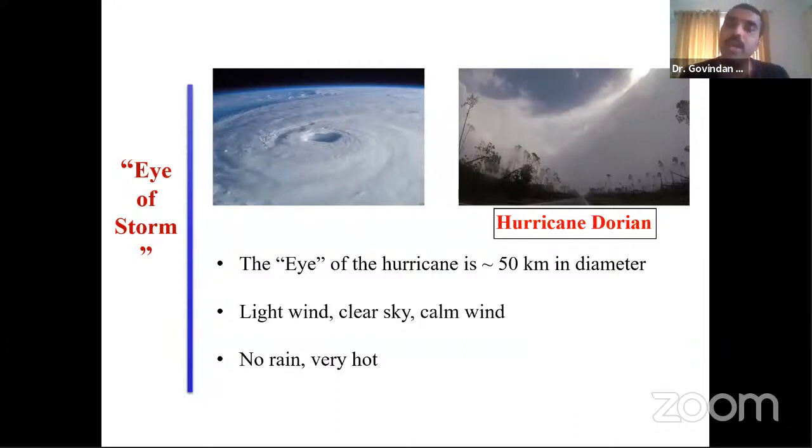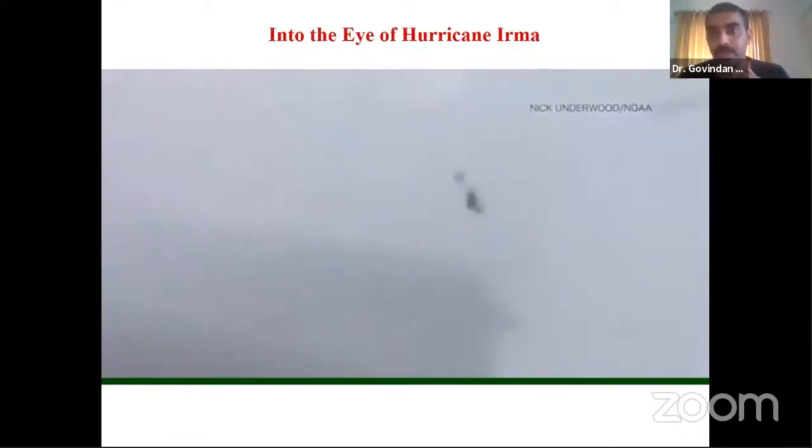So this is how the eye of a cyclone looks. I'll just show you a video in the next slide. This is basically an expedition into the eye of a hurricane known as Hurricane Irma.